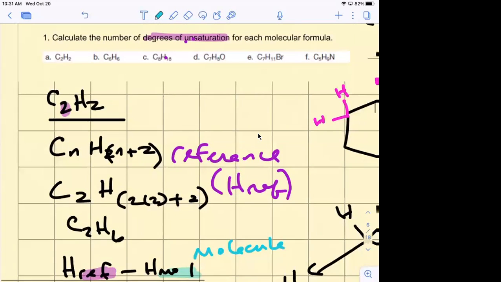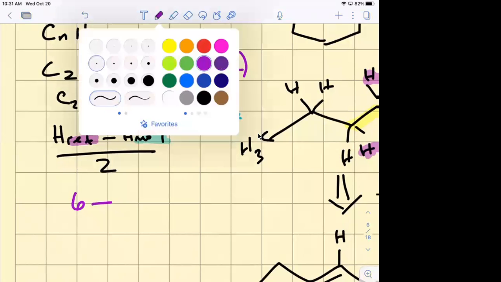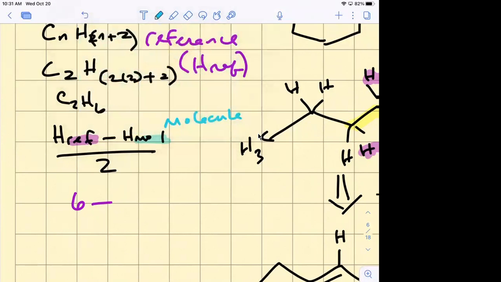That's going to be this number right here. So if I take Href, which is 6, and I subtract out H molecule, which is 2, and divide that by 2, the degrees of unsaturation is 2.